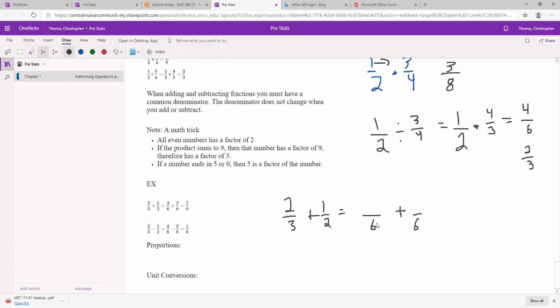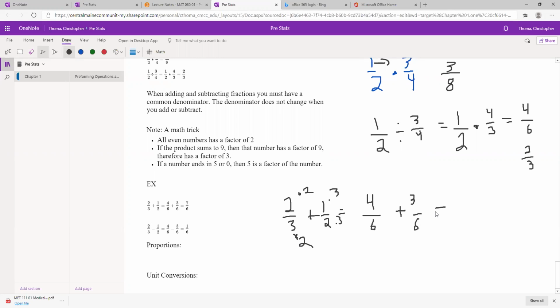Well, how did I go from 3 to 6? I multiplied it by 2, right? Well, if I multiply the bottom by 2, I have to multiply the top by 2. So 2 times 2 is 4. To go from 2 to 6, I had to multiply it by 3. And well, what I do to the bottom, I have to do to the top. So 1 times 3 is 3.